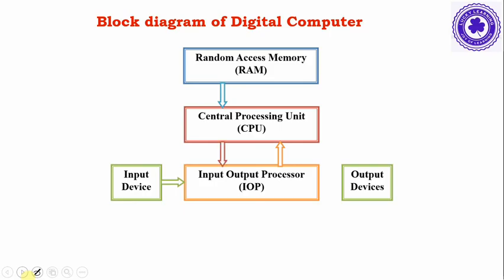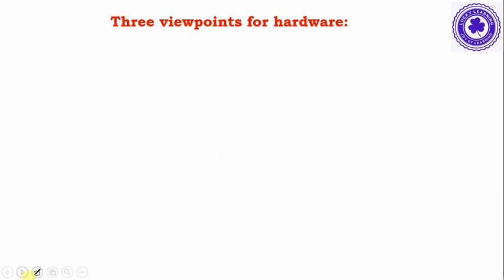After processing, the output will be sent to the input output processor. This processor is going to convert the output information into a human understandable format and send it to the output devices. And if required, the output can be stored into the random access memory. This is a block diagram of a digital computer.